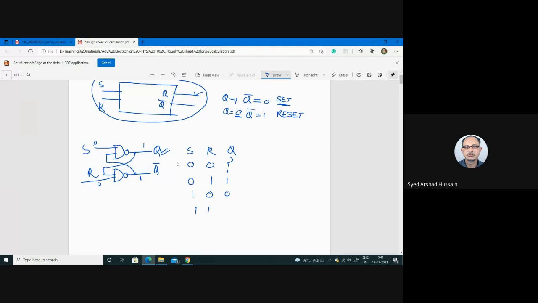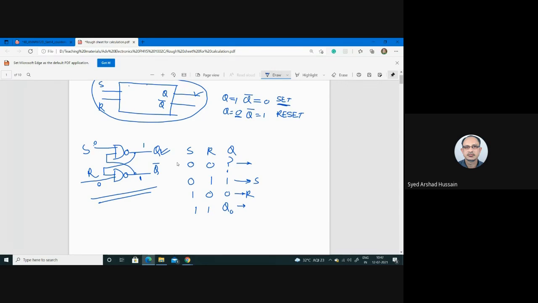That means the output stays at its earlier value, Q. We say that this is no change. This we say is reset, this we say is set, and this we say is unwanted or invalid. Invalid means we cannot use this, we don't want this. So this is a basic system. Similarly, you can design the same thing using NOR gates also.